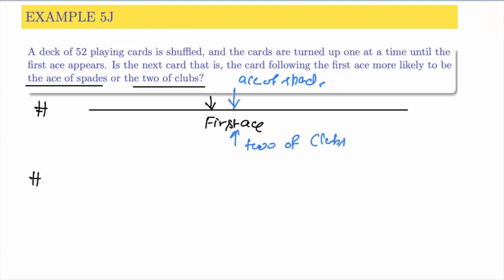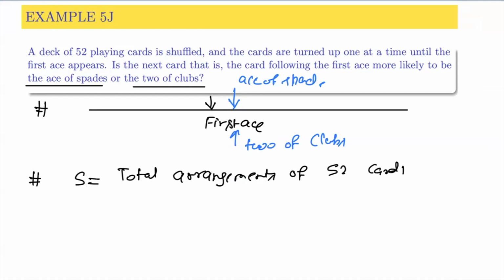First of all, let me represent S by total arrangements of 52 cards. Here the word arrangement is required, the reason being that after one ace, you need to have another ace or a 2 of clubs. So how many arrangements are possible? You have 52 cards, so there are 52 factorial arrangements possible.